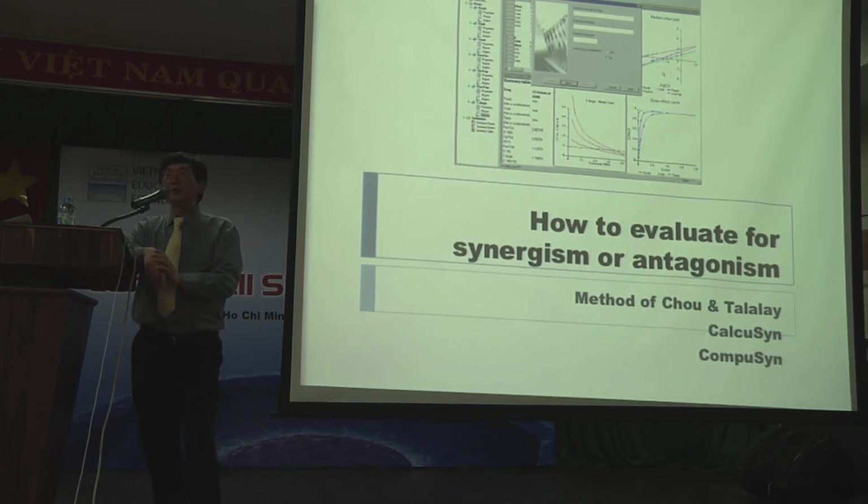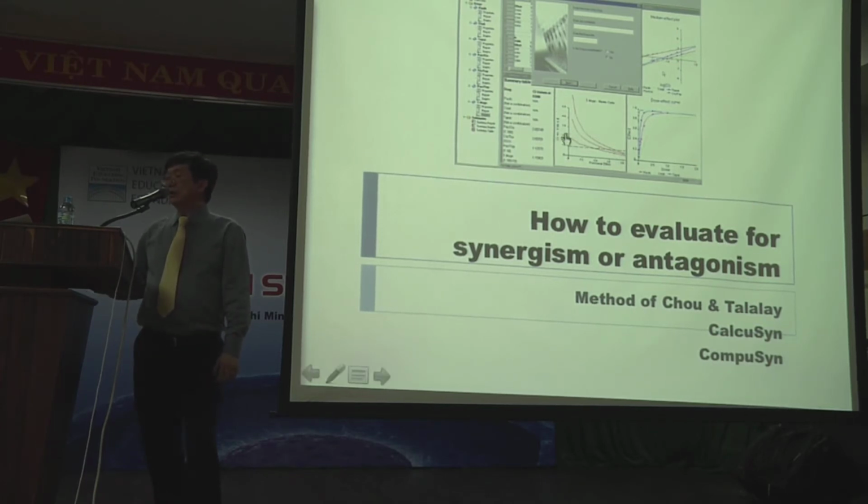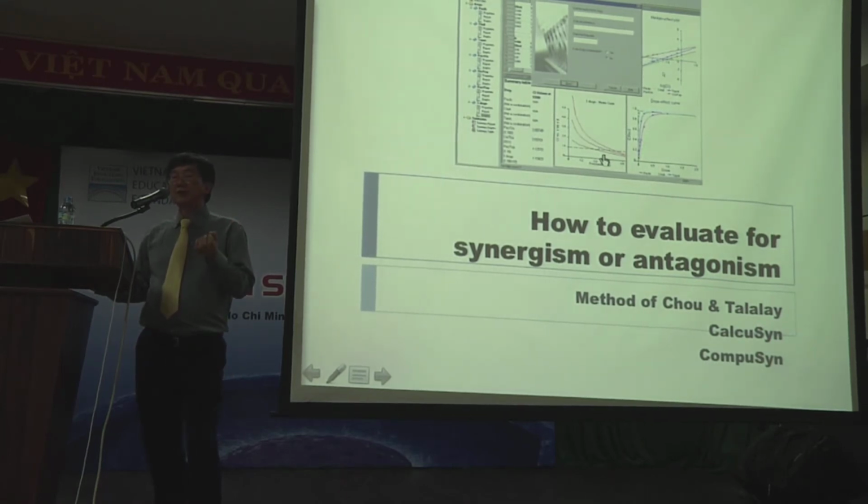So when we look at combinations of drugs, drug A may have some effect and drug B may have some effect. And when we talk about synergism or antagonism, the meaning is that when the two drugs are together, the effect is more than or less than the effect of drug A and drug B individually added together. The method to analyze that type of data was pioneered or formalized by Chou and Talalay.